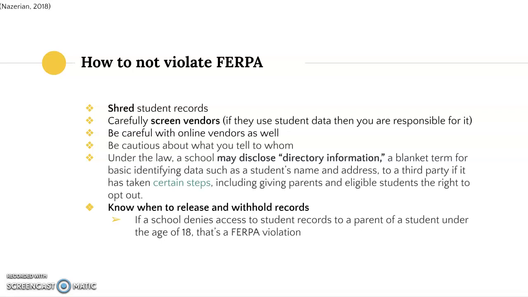So again, schools may disclose directory information, so things like name and address, to a third party if it has taken certain steps. So making sure that parents are aware, eligible students have the right to opt out at any point, and also know when to release and withhold records. If a school denies access to student records to a parent or guardian of a student under 18, this is a FERPA violation. So again, it depends on the scenario and what they need it for.